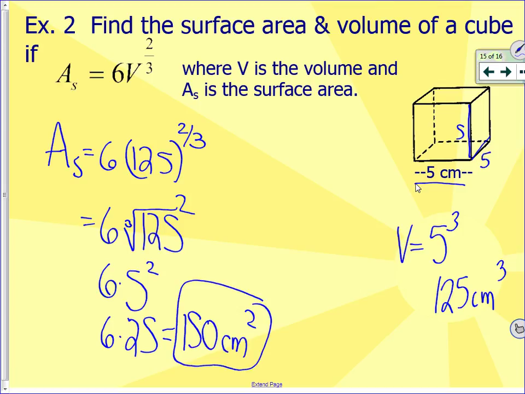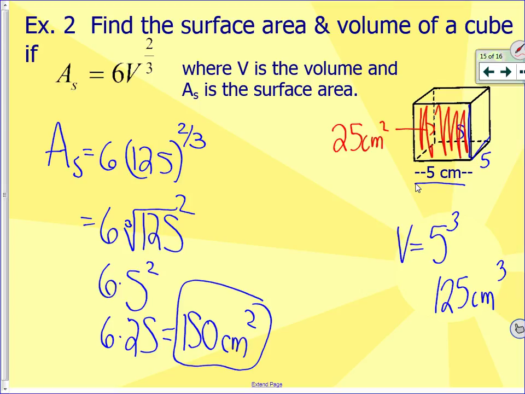So we could do that, or you could just know that the area of any of these faces, like this face, the one closest to us, the area of that is 25 centimeters squared. Because the area of the square is just length times width, 5 times 5. And how many of them do we have? 6. So 25 times 6. So you could have done it that way as well.